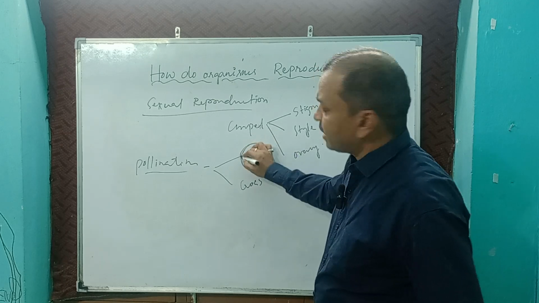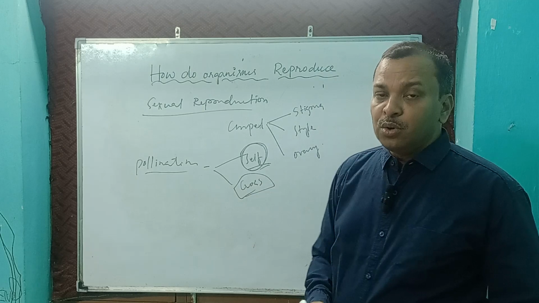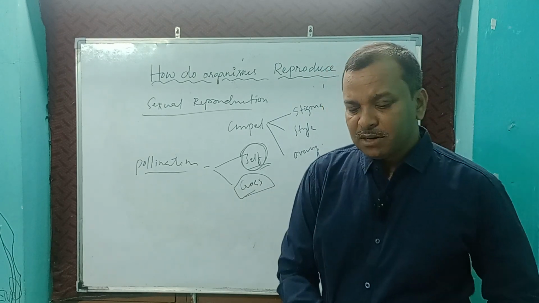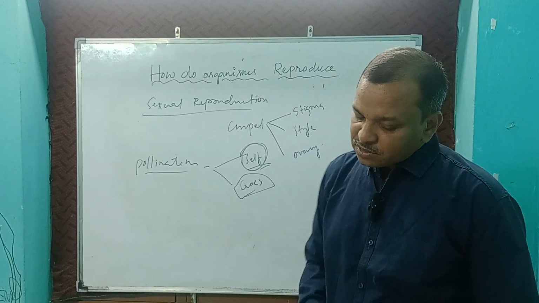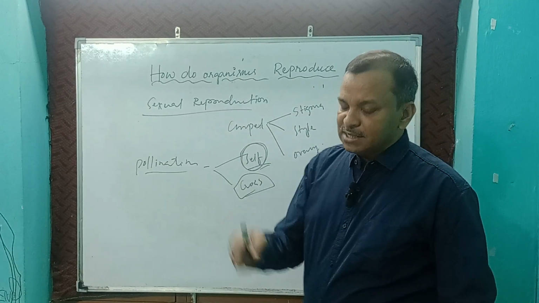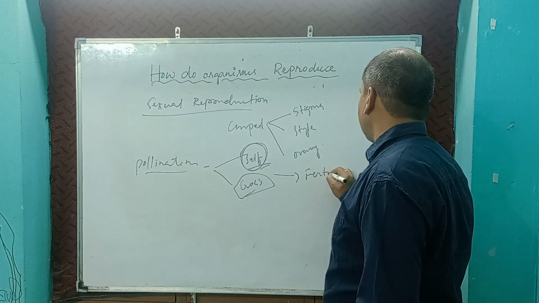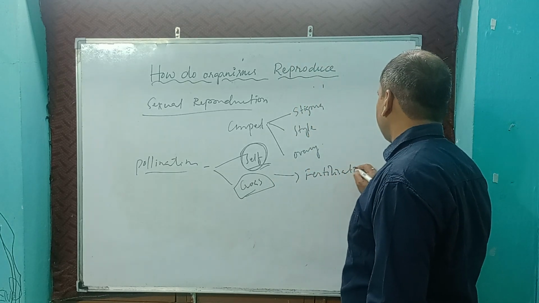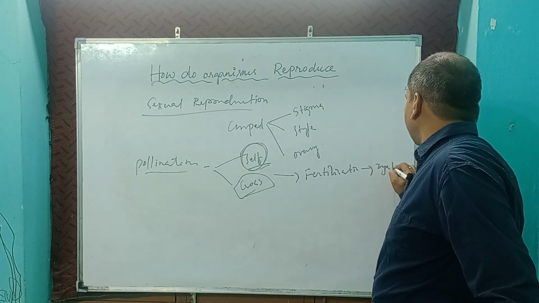In a single flower it will occur, that is called self pollination. Cross pollination, what happens? Two flowers are required, one male flower and one female flower. So pollination, then fertilization will occur. Then what will happen? Then we will get zygote.